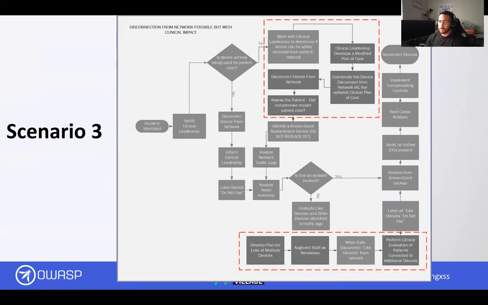Disconnection from the network is possible, but with clinical impact. While the device can operate independently of the network, its disconnection will have clinical impact. A telemetry monitor, which is often used to constantly collect and monitor the vitals of patients in ICUs and other critical units, is an example of this scenario.